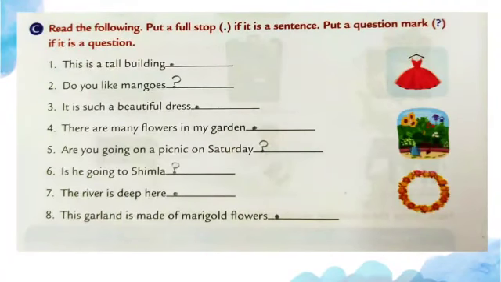Number 7. The river is deep here. It is telling us that the river is very deep. So we'll put a full stop at the end. Number 8. This garland is made of marigold flowers. Again, it's a telling sentence. It's telling us that the garland is made of marigold flowers. So dear children, I hope this chapter is clear to you all.